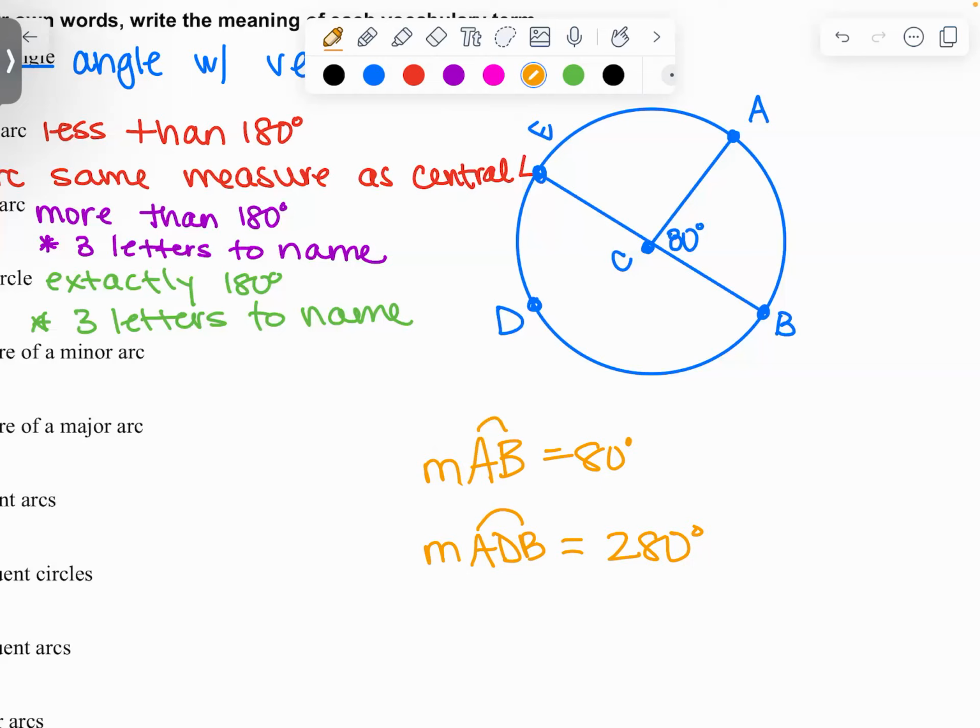How about the measure of arc BDE? BDE. What is it? We have a semicircle.